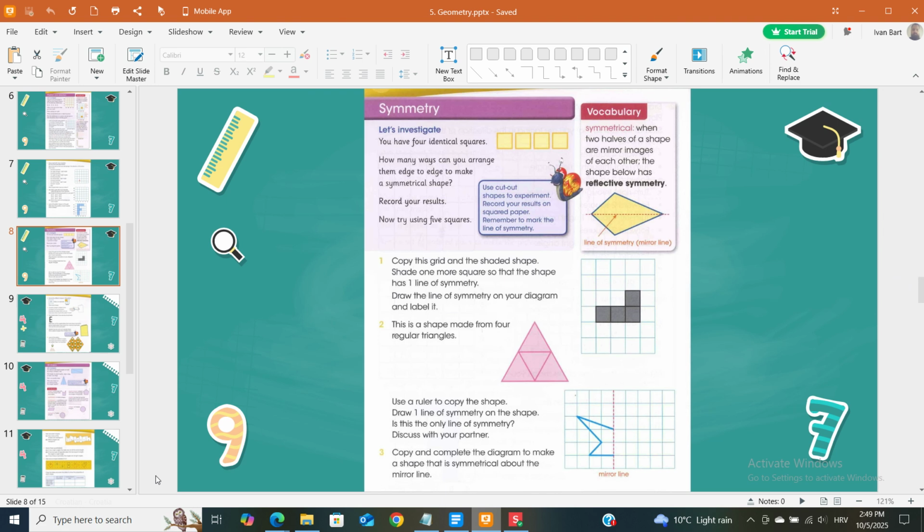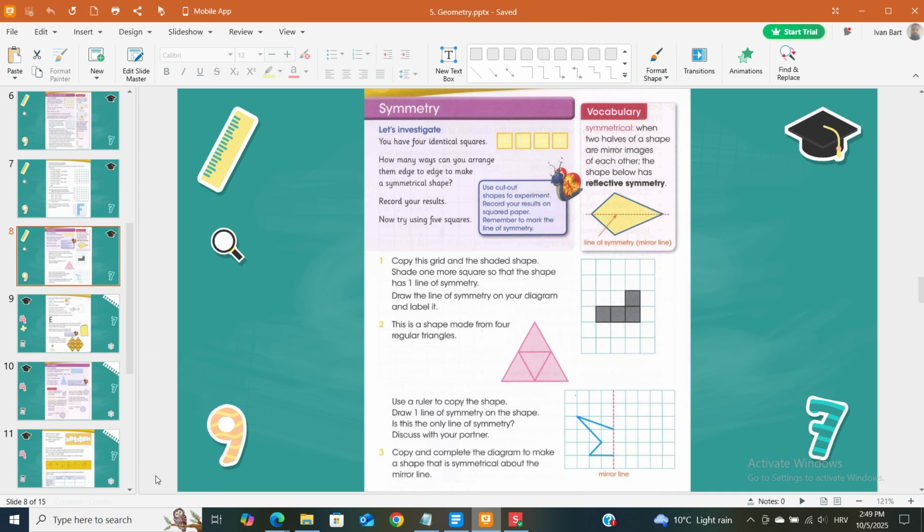Shade 1 more square so that the shape has 1 line of symmetry. Draw the line of symmetry on your diagram and label it. 2. This is a shape made from 4 regular triangles. Use a ruler to copy the shape. Draw 1 line of symmetry on the shape. Is this the only line of symmetry?